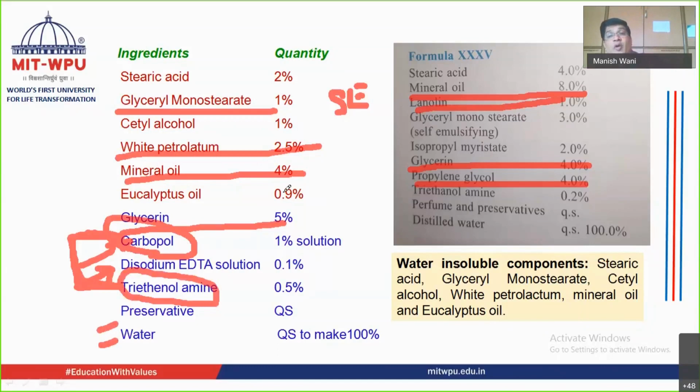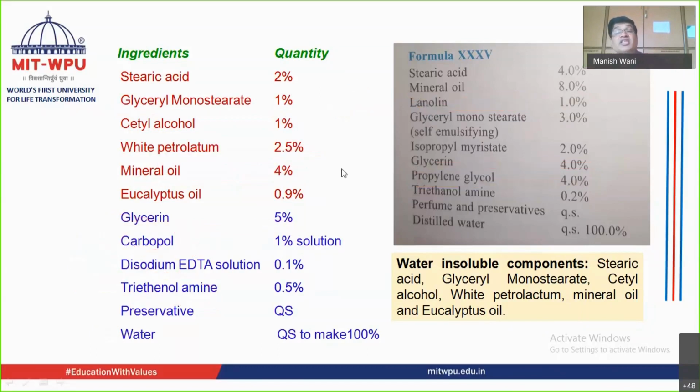So these are the two formulas. It is a cream, so needless to tell what the method of preparation is. We have talked a number of times about how to prepare it, the method of using it. The only thing that you have to remember is which ingredients are soluble in water and which ingredients are soluble in oil. Okay, these you have to remember.